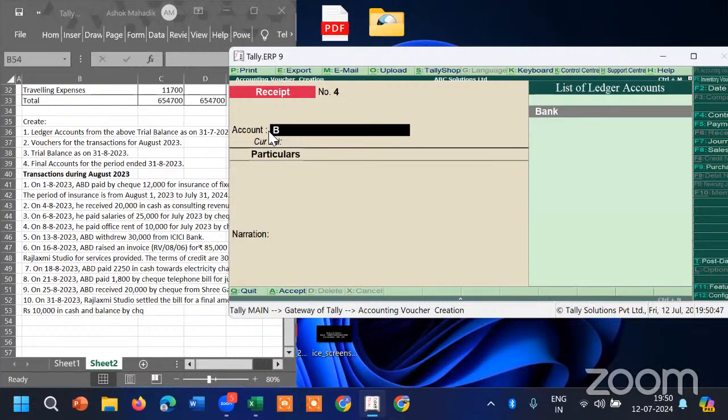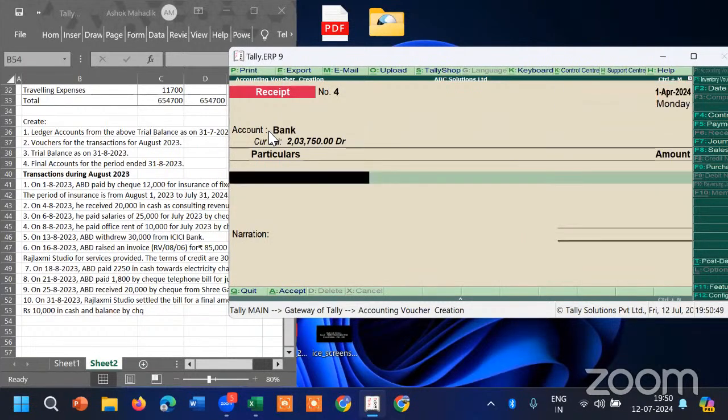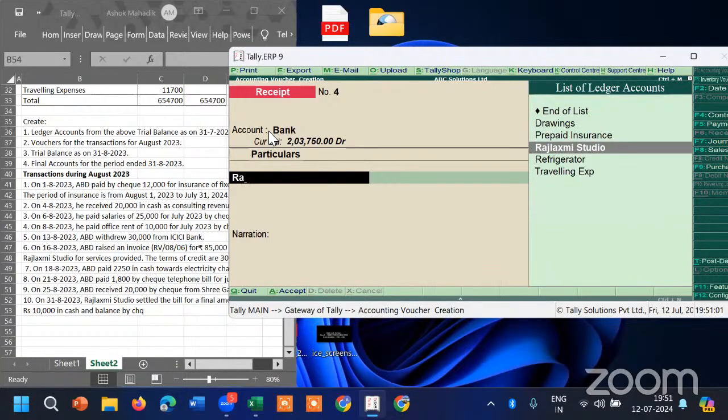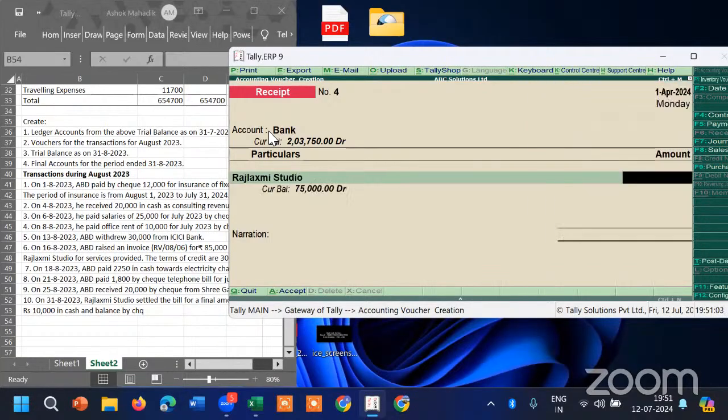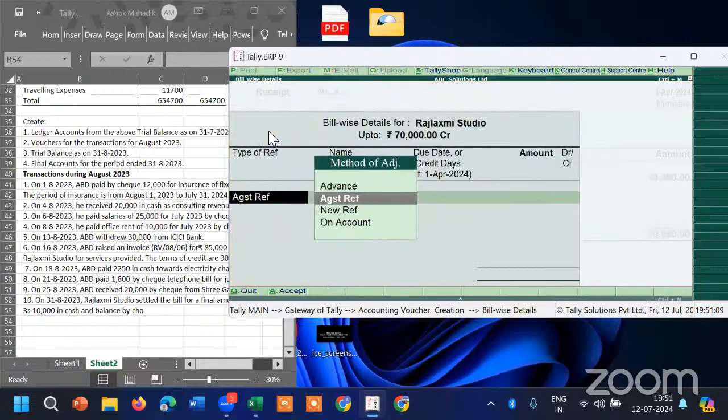Okay, now in bank we are receiving 70,000 because that company has settled it for 80,000. Its balance was 85,000. So 5,000 discount we have to record separately. Again, Rajalakshmi, settlement is on 70,000. You can see still 75,000 is shown as balance. Clear?